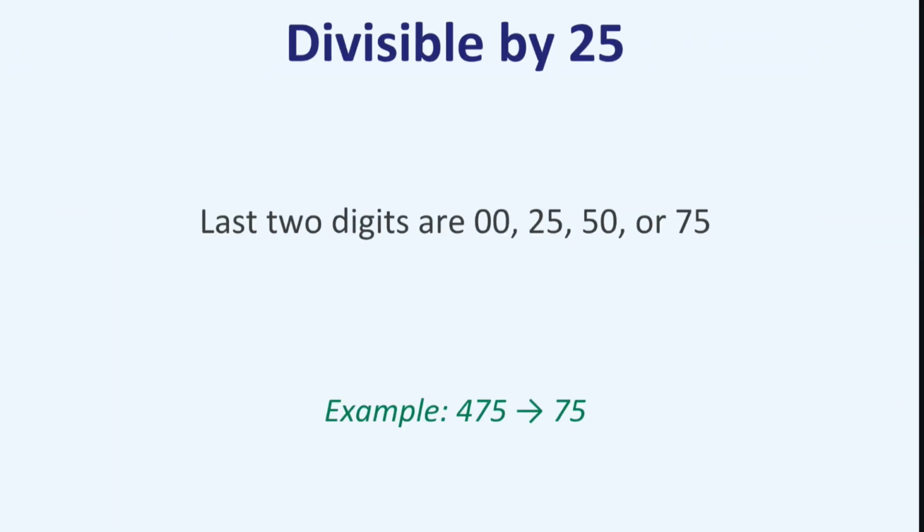Divisibility by 25 is again simple. We check whether the last two digits are 00, 25, 50 or 75. If they are, then the number is going to be divisible by 25. For example, 475, which has 75 at the end. So 475 is divisible by 25.